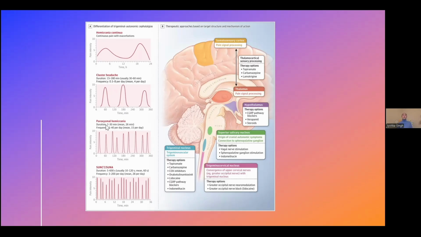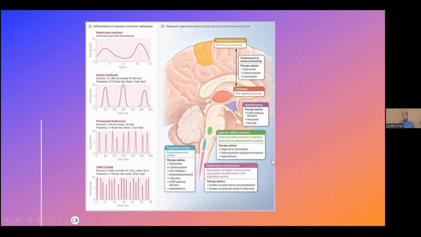And that, like we said, is usually lasting 2 to 30 minutes. And can happen, it should be happening more than 5 times a day, but can happen up to 40 times per day. SUNCT and SUNA is the shortest of these headache disorders and lasts anywhere from 5 to 600 seconds and can occur from anywhere from 3 to 200 times per day.